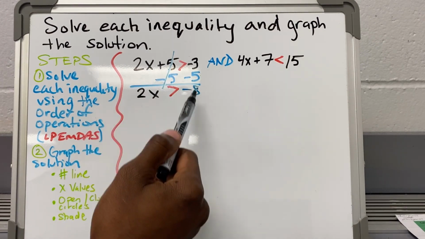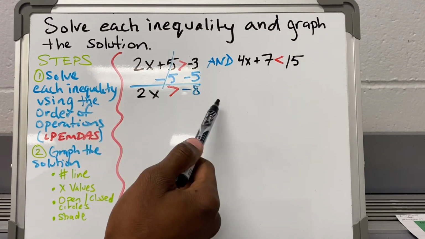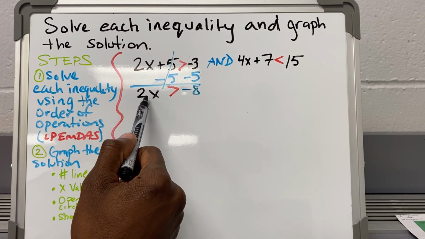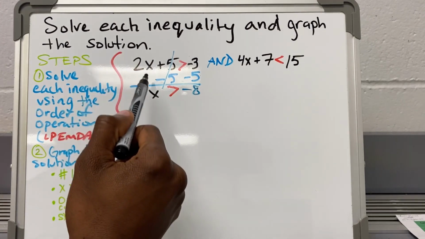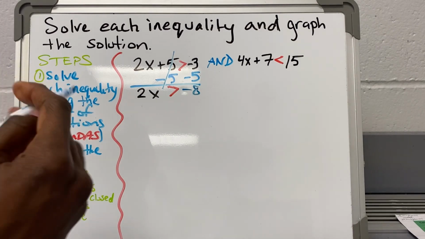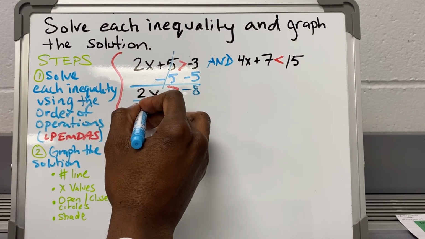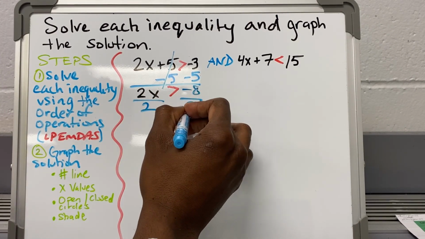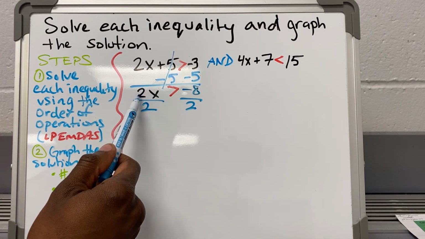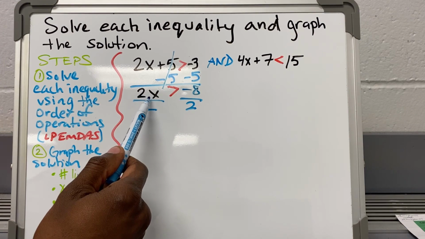Whatever you do to one side, you have to do to the other side. You got to get that 2 out of there. We're going to use that inverse operation of multiplication, which is what is here. And that inverse operation is division. Opposite of multiplication is division. I'm going to divide by 2 on both sides. Always going to divide by the coefficient, this number that's connected to the variable.